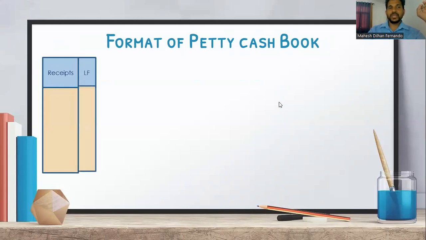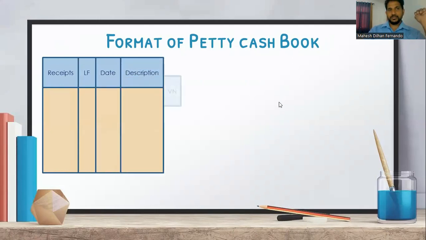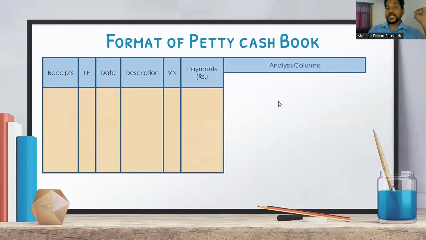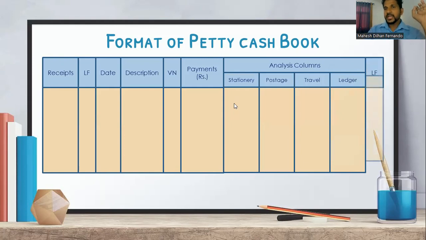Receipts. Then we have the ledger folio, right? Date, then the description, voucher number, payments. Then we have analysis columns. The payments have to be analyzed, right? There may be different headings. I'm using a few here: stationery, postage, traveling, ledger. You have to change them according to the question. And finally, it ends again with the ledger folio.